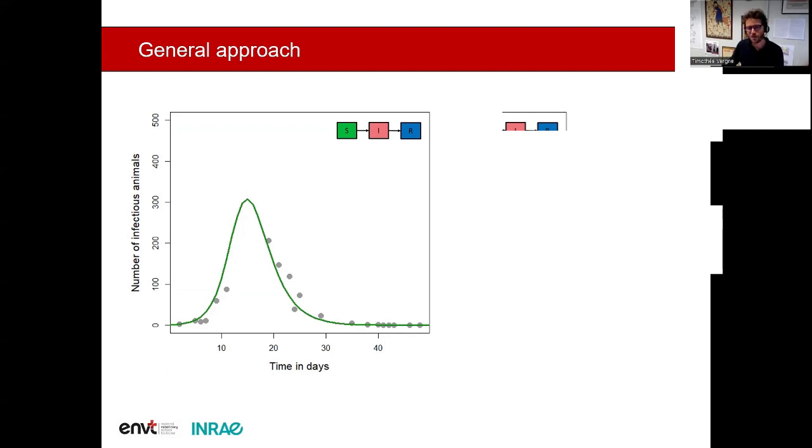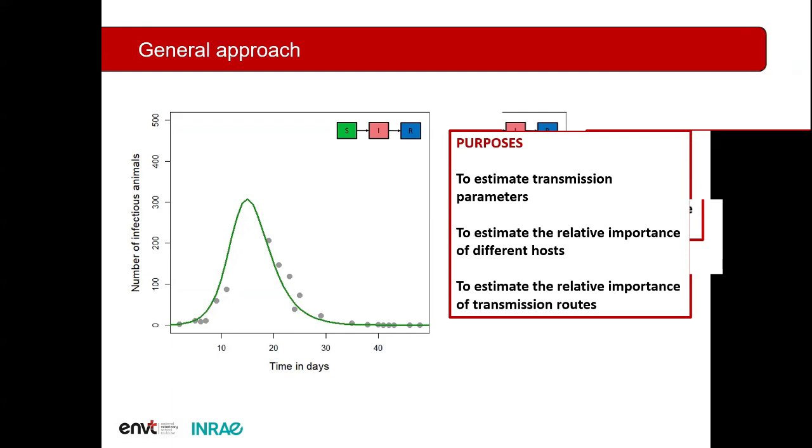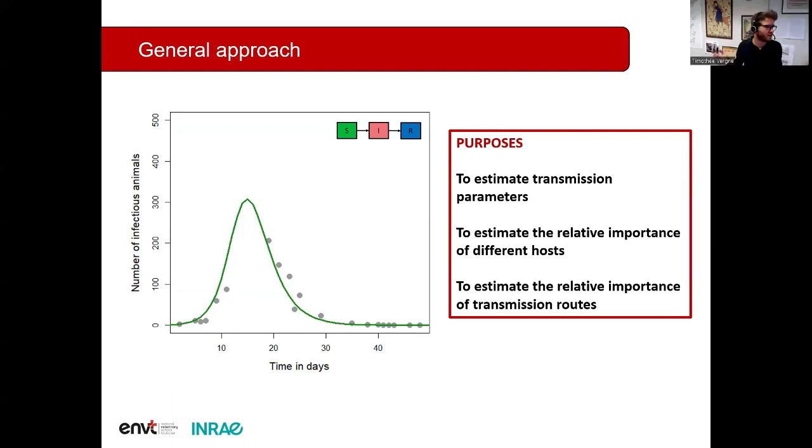The purposes of this first approach can be classified in different ways, but to make it simple, the first is to estimate transmission parameters. Using this approach, we can estimate the basic reproduction number, the duration of an infectious period or the duration of a latent period, for example. Then we can also estimate the relative importance of different hosts, especially when we have a multi-host transmission system. What if host A, species A, plays a bigger role than species B? We can quantify this using these mechanistic models. And we can also estimate the relative importance of different transmission routes. If we have a pathogen that can spread through different routes, then using these mechanistic models, we can quantify the relative contribution of these different transmission routes.